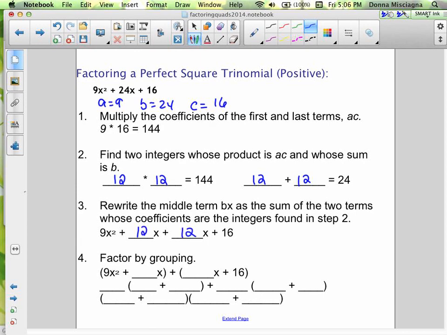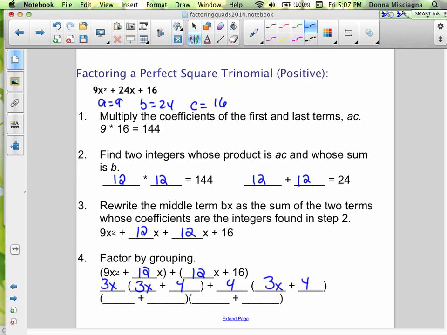And the first two are going to be a group, and the second two are going to be a group. What could we factor out of 9x squared and 12x? They're both divisible by 3x. 9x squared divided by 3x is 3x. 12x divided by 3x is 4. Right? So 12x and 16 are both divisible by 4. 12x divided by 4 is 3x. 16 divided by 4 is 4.